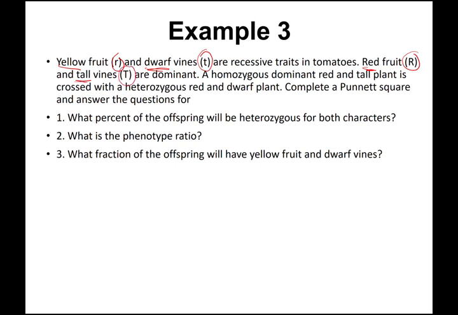So now you have the question here. What is the crossing? A homozygous dominant red and tall plant. So this is dominant for both the color of the fruit and the height. So this is red. So this will be the parental generation. Plant number 1 is homozygous dominant for both. It's crossed with a heterozygous red.